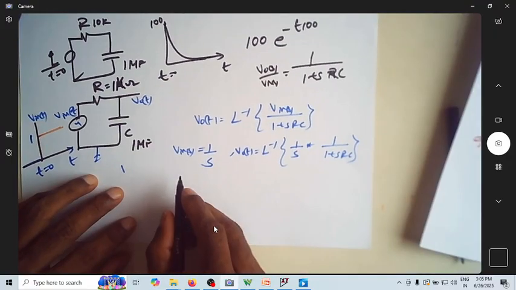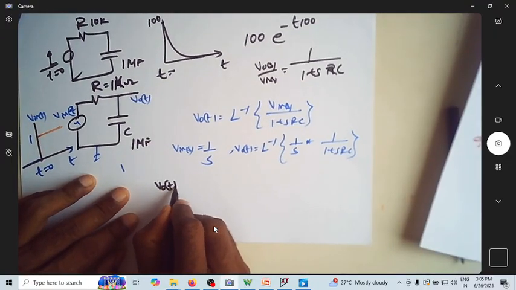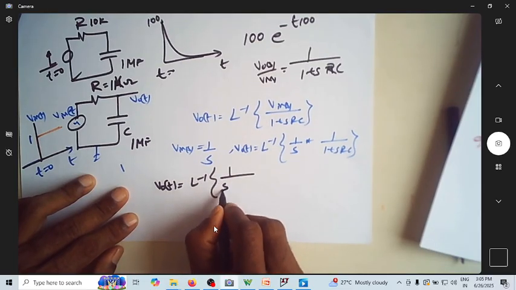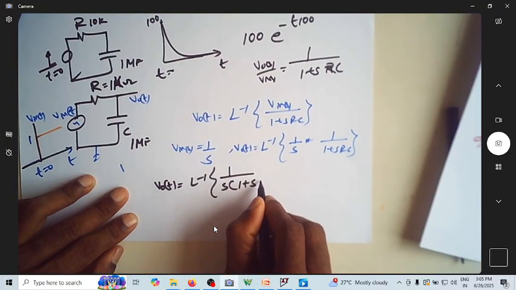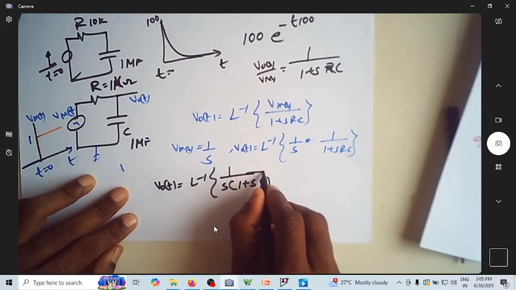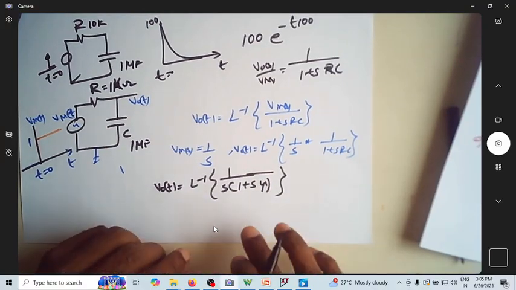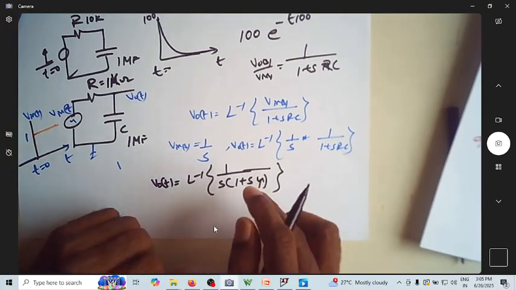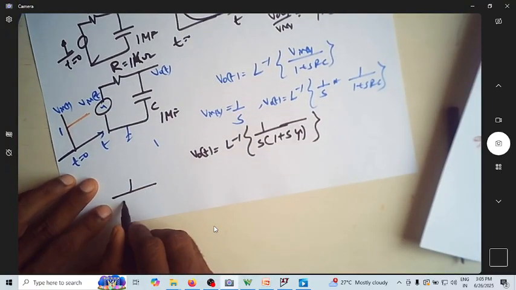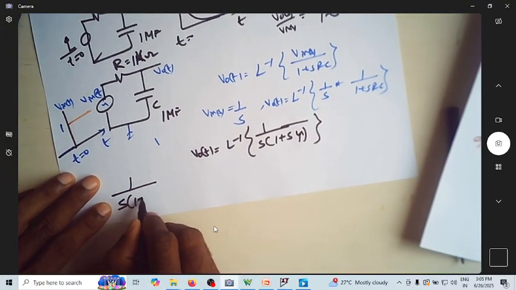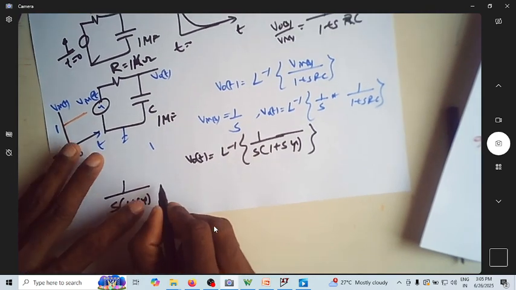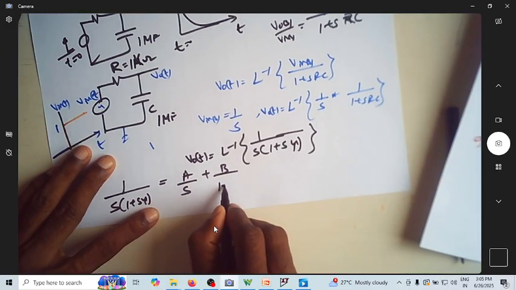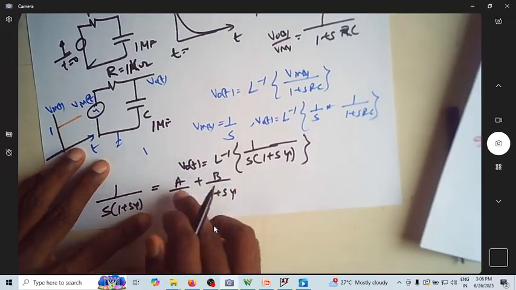This is the expression I have. So what is v naught of t? It is now the Laplace inverse of 1 over s into 1 plus s tau. Let me say it as tau, because RC we usually write as tau. Now you don't have a direct Laplace inverse of this, so I have to rewrite 1 over s into 1 plus s tau using partial fractions. I can write it as a by s plus b by 1 plus s tau.